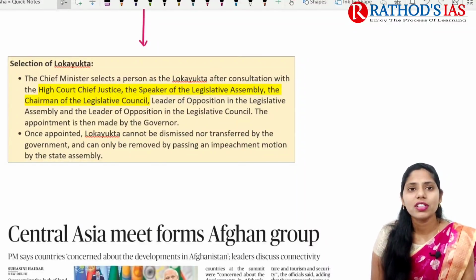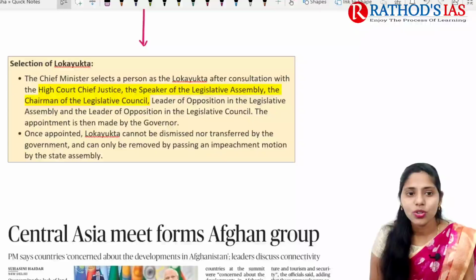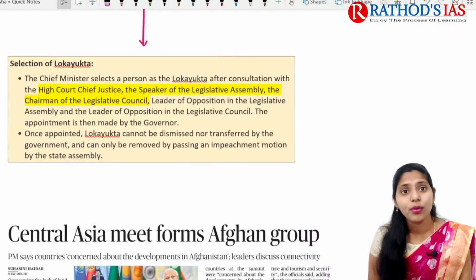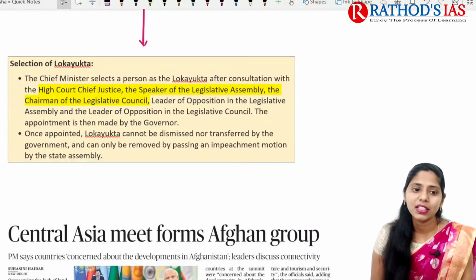Okay. So the Chief Minister, consulting with the High Court Chief Justice, the Speaker of the Legislative Assembly of that state, the Chairman of the Legislative Council, the Leader of Opposition in the Legislative Assembly and the Leader of Opposition in the Legislative Council, and later on the appointment will be made by the Governor.